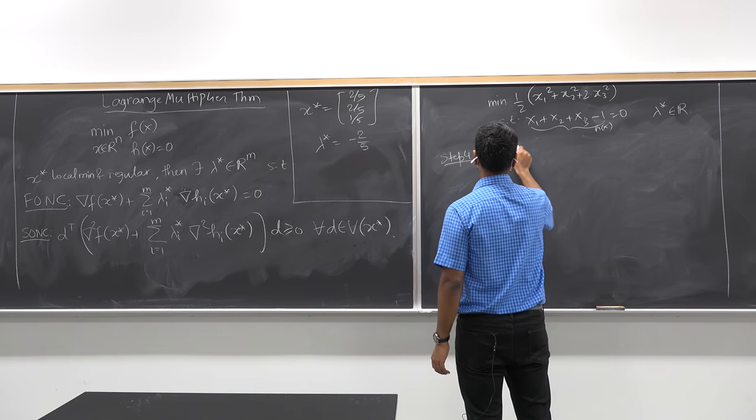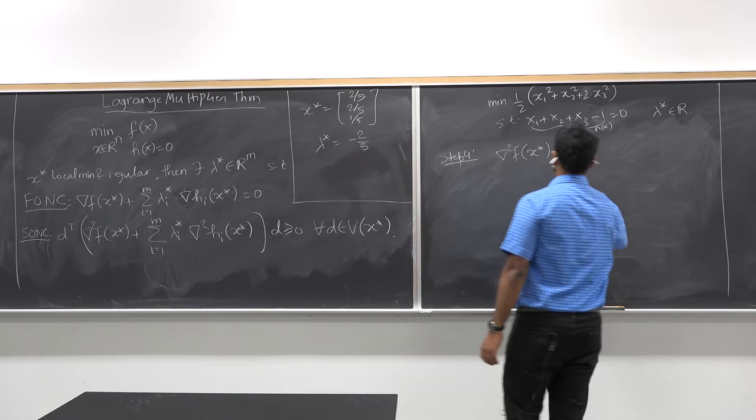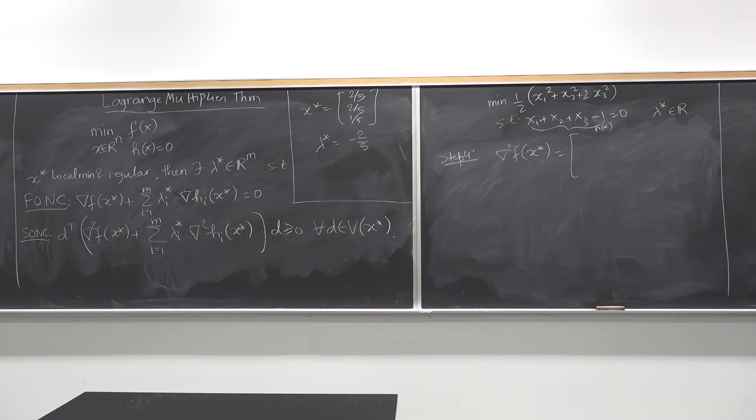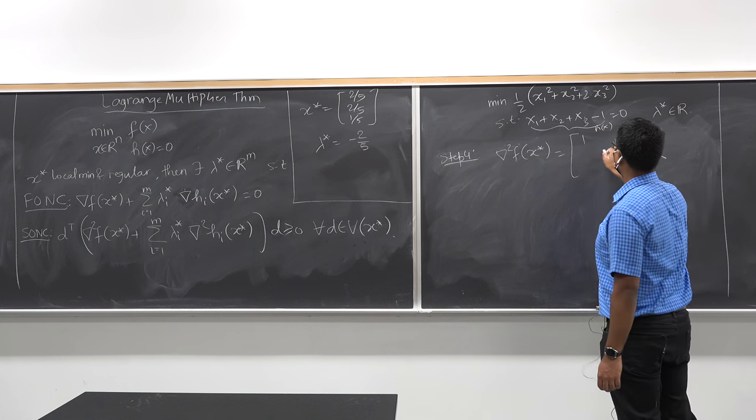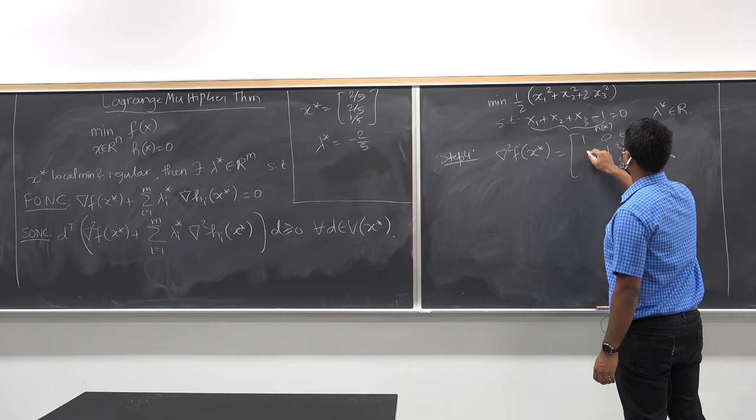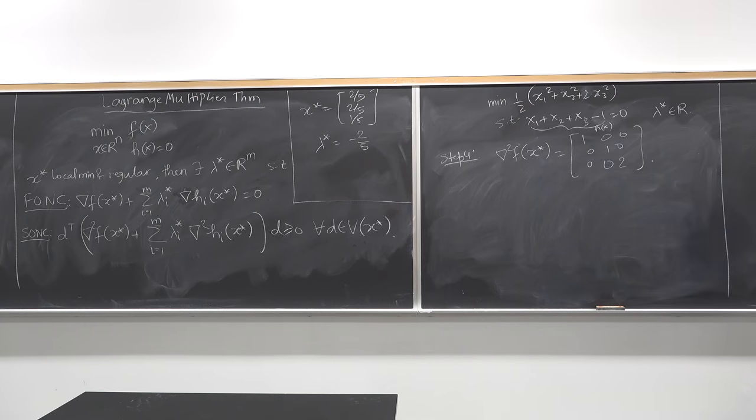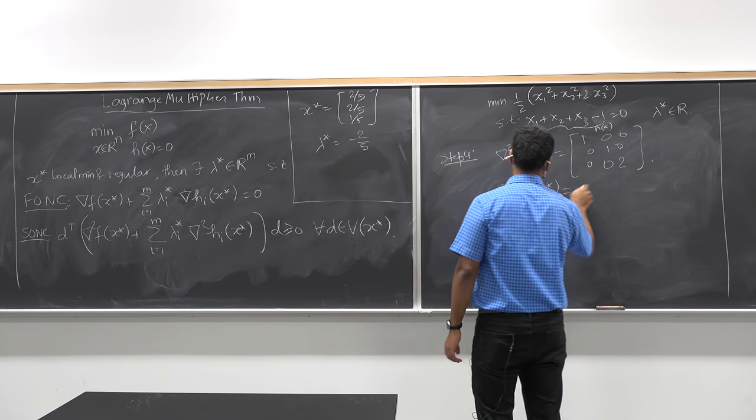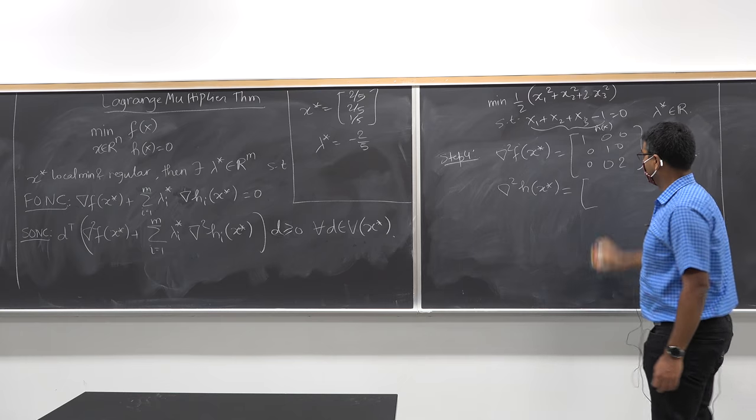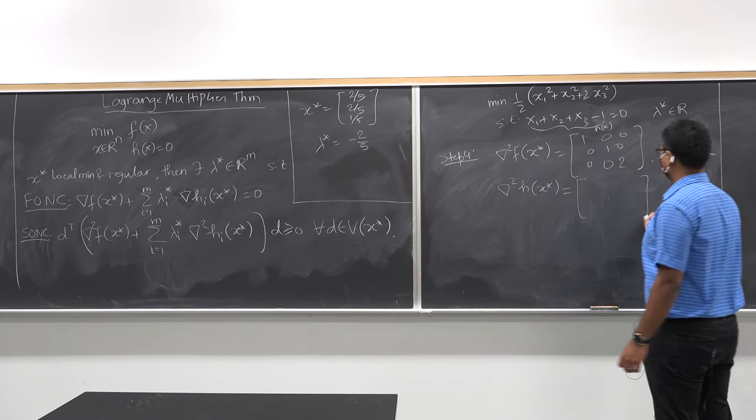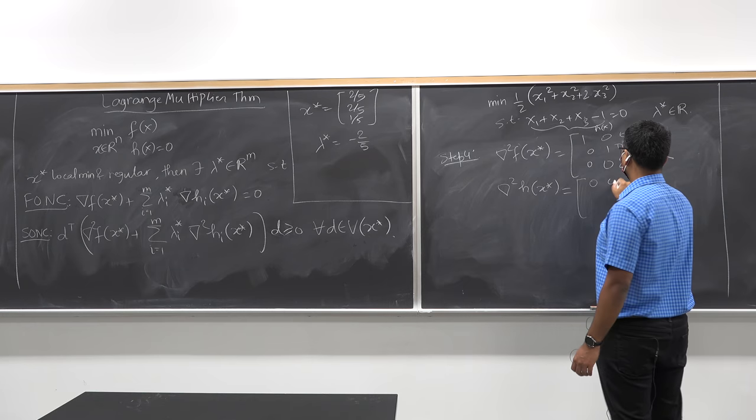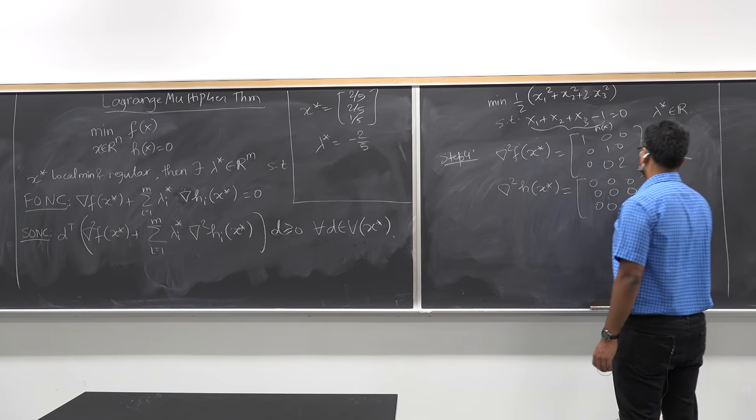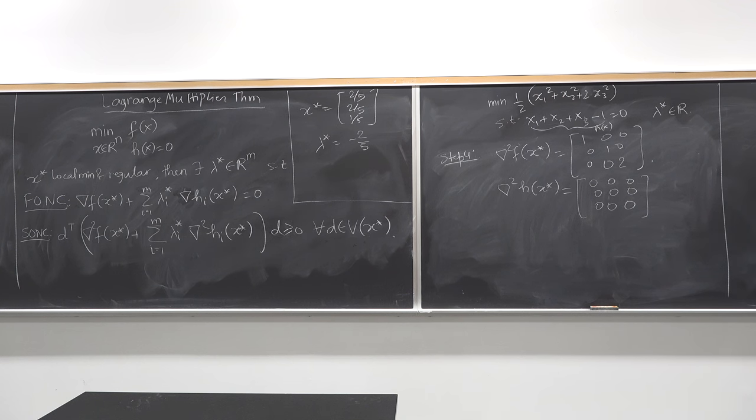So what's my second derivative of f at x star? Can someone tell me what this is going to be? Yeah, 1, 1, 2. That is the second derivative. What about the second derivative of H at X star? What is that going to be? 0. So that's my second derivative.